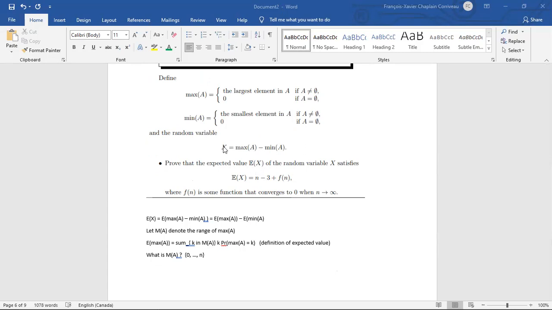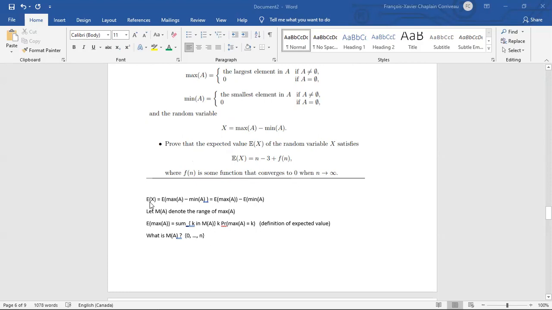So I have this random variable, and I'm going to compute its expected value. The first thing you should really think about is that the expected value of X is the expected value of the maximum minus the minimum, and I can use linearity here. So here, what we use is linearity of expected value. That is the thing you should definitely think about. After that, all we've done so far is go through the definition of expected value once again.